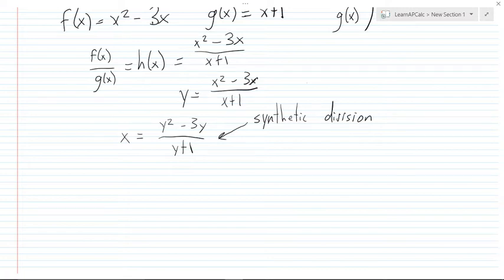For the time being, I'll move on to another example question for the inverse.